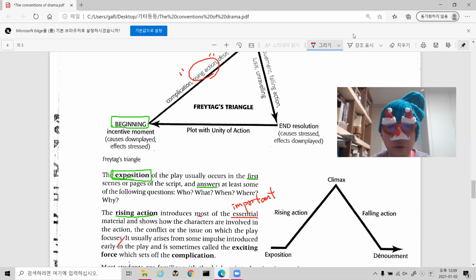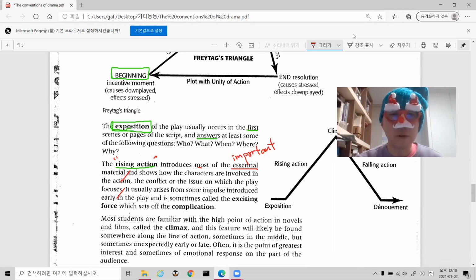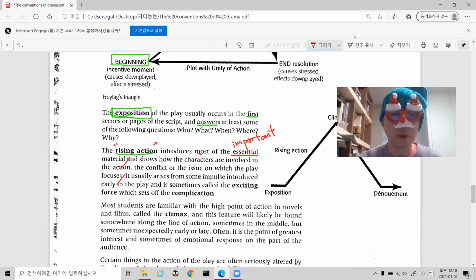Most important issues, stories, and questions are introduced during the rising action phase, and it also shows how characters are involved in the action, conflict, and the issue. So it explains how our main characters are involved in certain conflicts, actions, or problems in the play. And it usually arises from some impulse introduced early in the play.